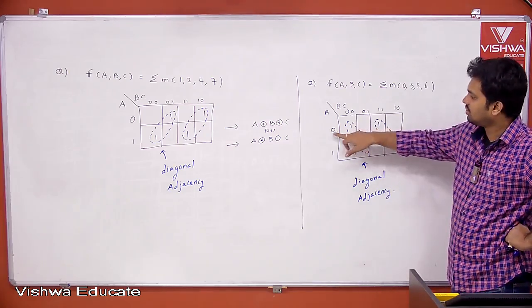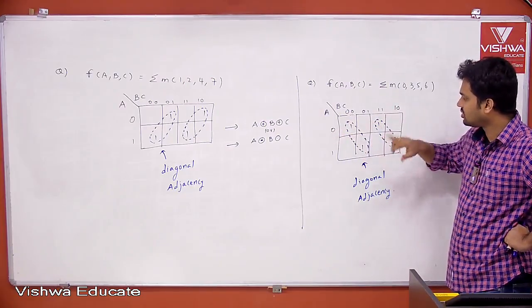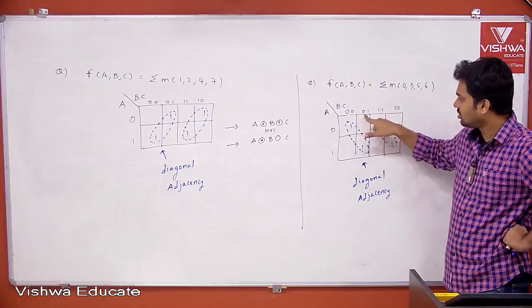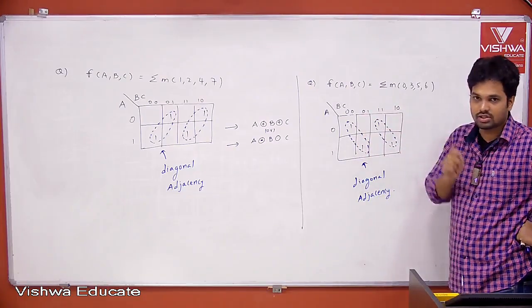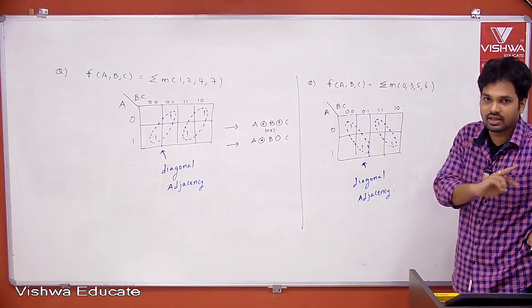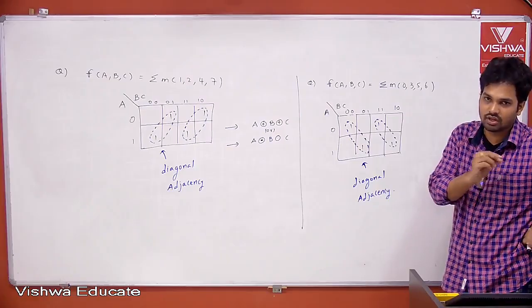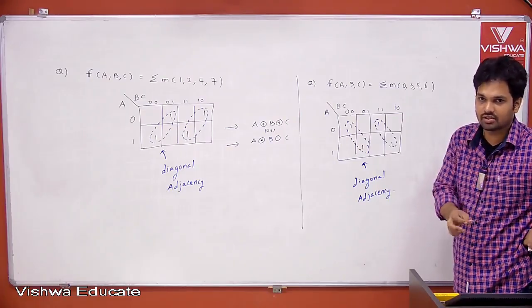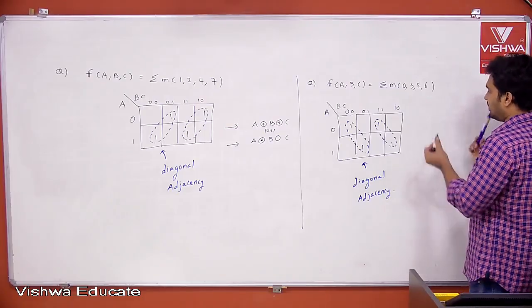Let me check zeros. 0, 0, 0: 3 zeros, odd. 0, 1, 1: 1 zero, odd. 1, 0, 1: 1 zero, odd. 1, 1, 0: only 1 zero, odd. So it is not satisfying an even number of zeros or an odd number of ones. So it is neither XOR nor XNOR.